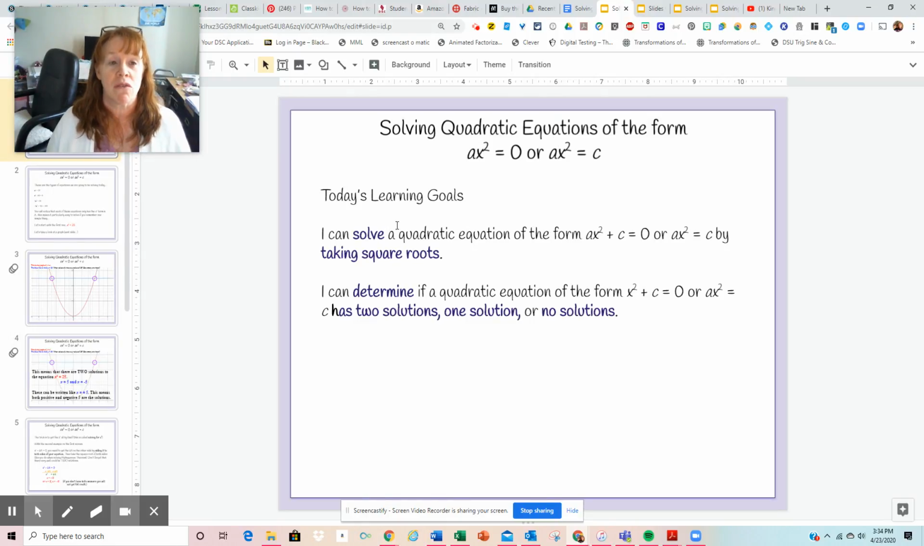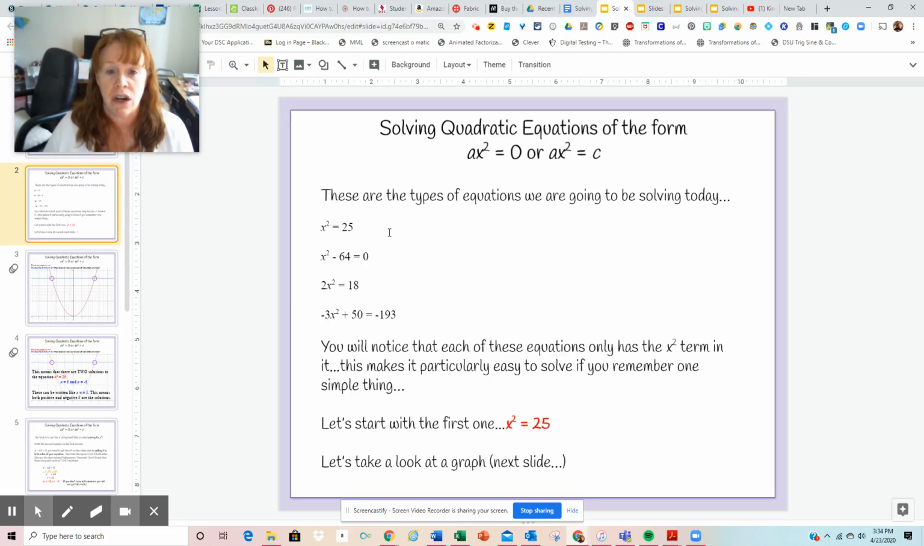So our learning goals for today: you can solve a quadratic equation of this form by taking square roots. That's what this method is called, taking square roots. Or you can determine as you're solving whether it's going to have one solution, two solutions, or no solution. So we're going to take a look at those different instances.